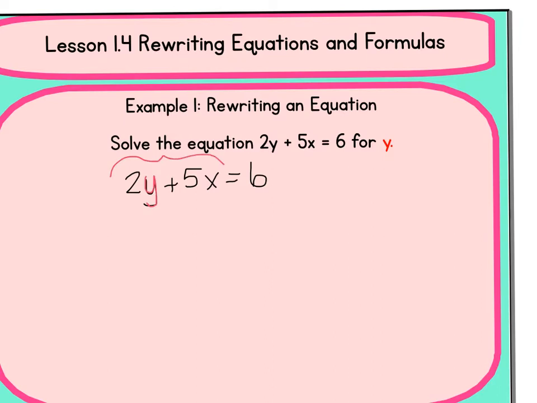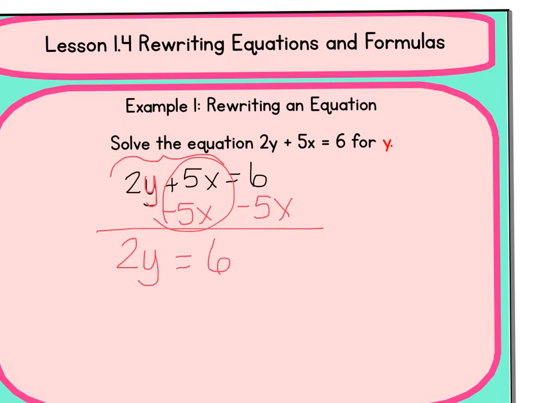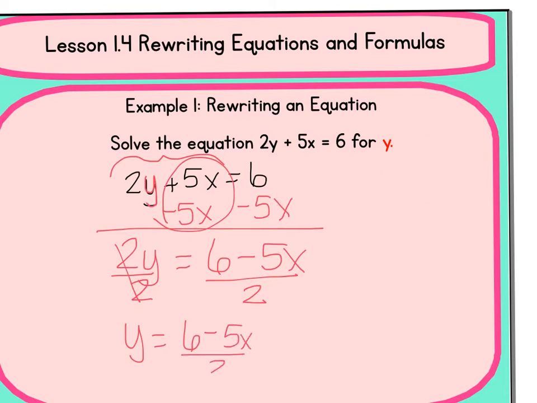So we're first going to start pulling things away. I'm going to first get rid of this 5x by subtracting 5x from both sides. So I'm left with 2y over here, and we can't take x's from not x's, so we leave them separated. It would be 6 minus 5x. And then our last step to get the y by itself would be to divide both sides by 2. So our final answer would be y equals 6 minus 5x, all divided by 2.